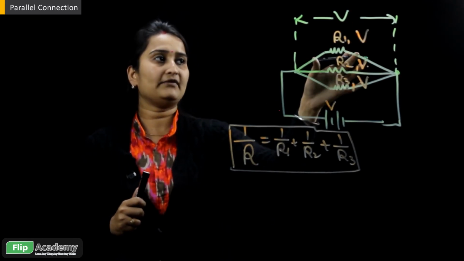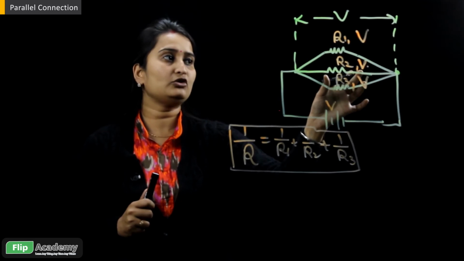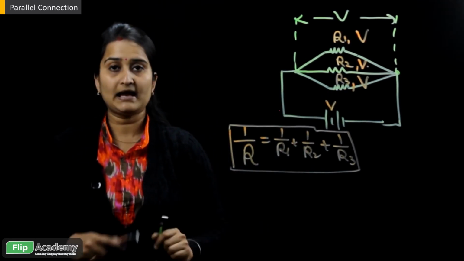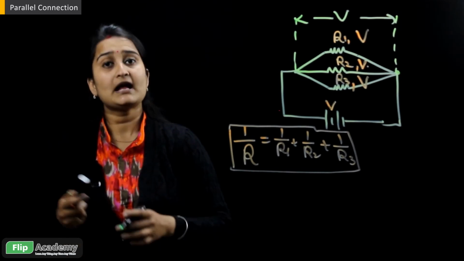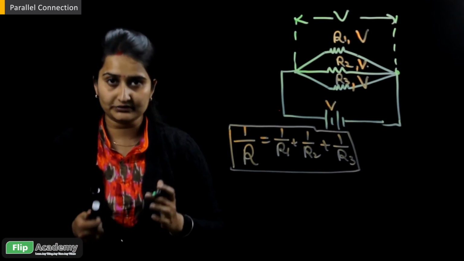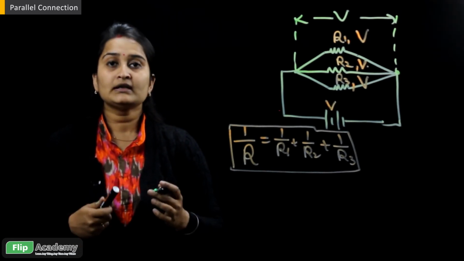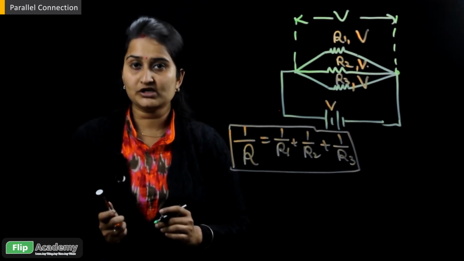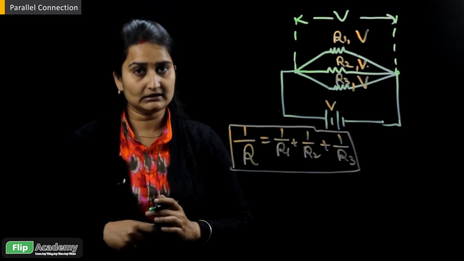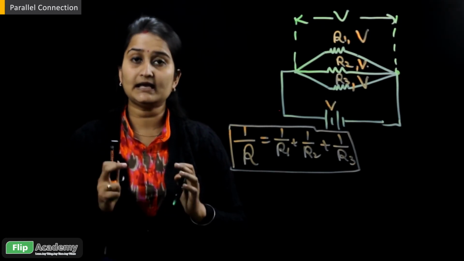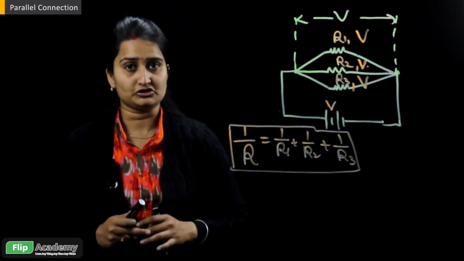Okay, now for R1, V remains same, R2, V remains same, R3, V remains same. That is, in the parallel connection, the potential difference supplied by the battery remains the same for all appliances or the resistor connected. Second is the point with the current. The current does not change when the resistors are connected in series. But when the resistors are connected in parallel, then the current gets changed.